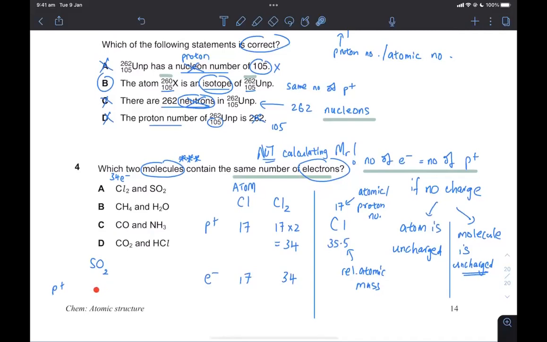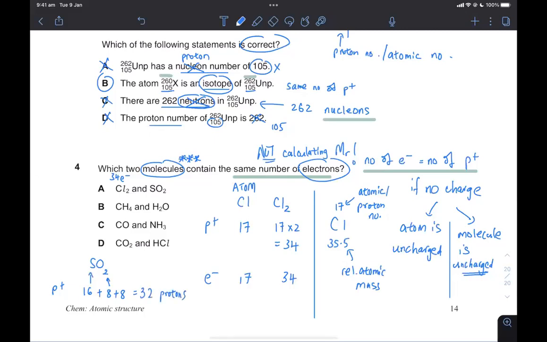Hello, Hazik. Yes. What is the number of protons here? So you have one sulfur. What is the number of protons in one sulfur? 16. Okay. How many protons do you have in one oxygen? 8, but you have 2 oxygen. So you have 8 times 2 or 8 plus 8. So 16 plus 8 plus 8 will give you 32 protons.